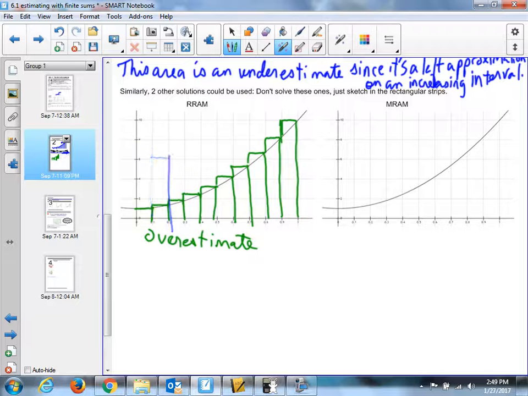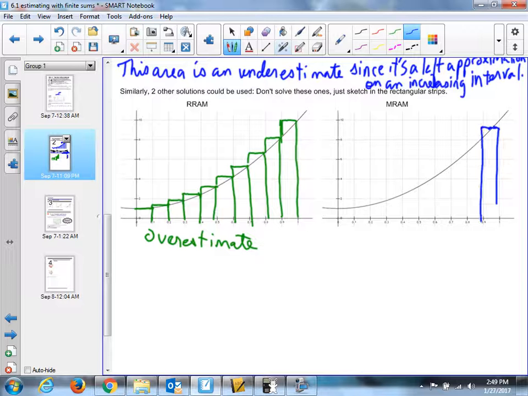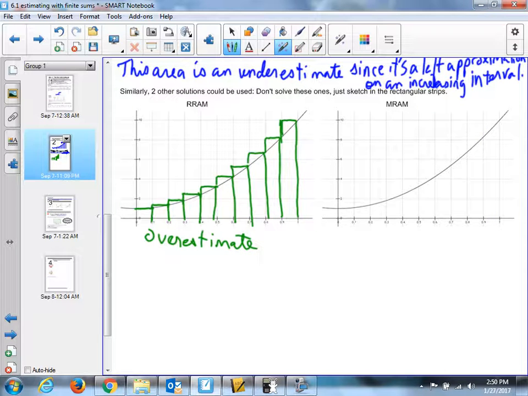Lastly, MRAM, midpoint rectangular approximation method. Now, the first few strips won't look that accurate. I'll maybe start at the highest here. At the midpoint, boom. My strip was awful there, but you get the idea. Just draw those in. Approximate. We're not going to actually calculate, but you know how you could use your calculator to come up with this.